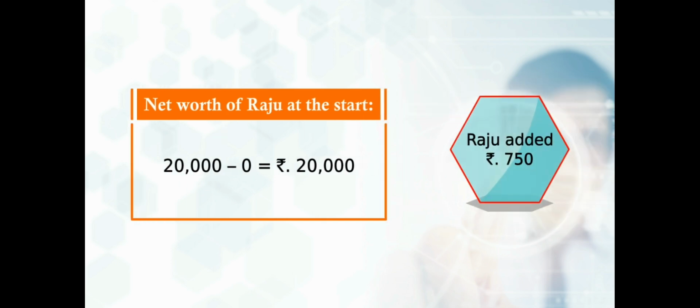At the start of the business, the net worth of Raju was 20,000 minus 0, which is equal to rupees 20,000. So Raju has added a net worth of rupees 750 from operating his thela, which is the profit from his business.